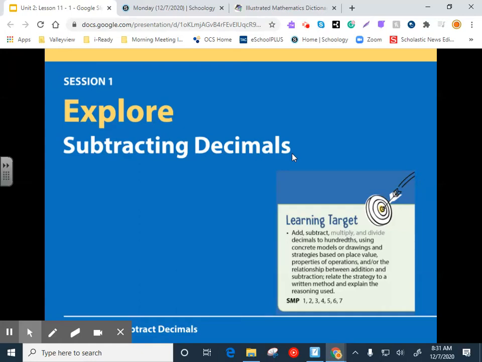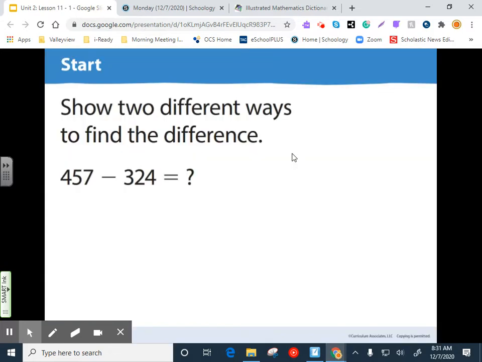Okay, so we're going to get started with lesson 11. It's called subtracting decimals. That's a natural progression from adding decimals in the last one. And it's very similar to the other ones where we're going to go over a few techniques. We'll share some that we use with adding decimals, but also go over a few new ones.